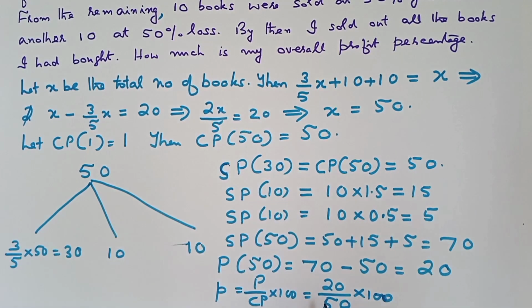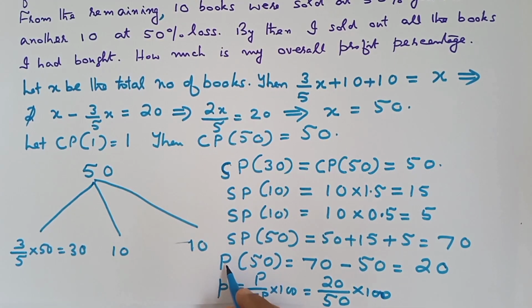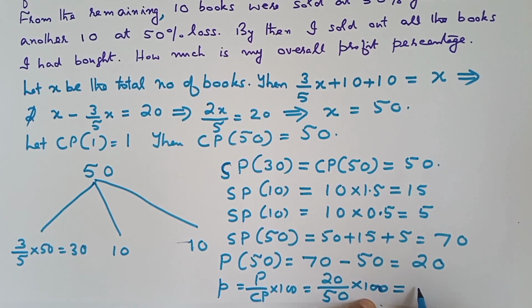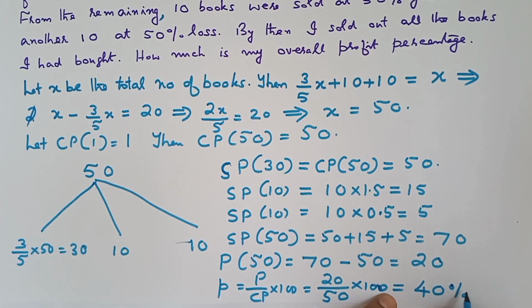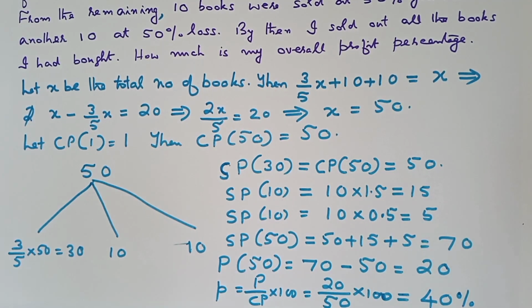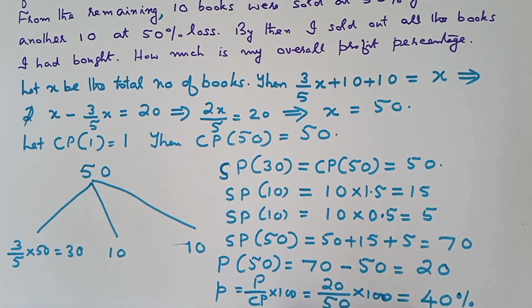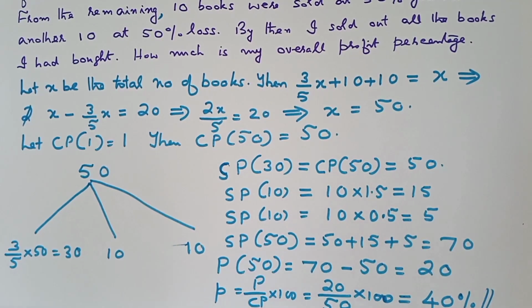So the basic thing you need to remember, if you are arriving at profit of a certain quantity while writing CP, you need to use the same quantity. I mean CP of the same quantity. This works out to 40%. So 40% is my overall profit percentage, and that's the final answer to the question.